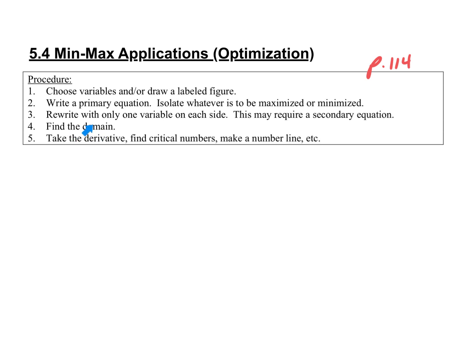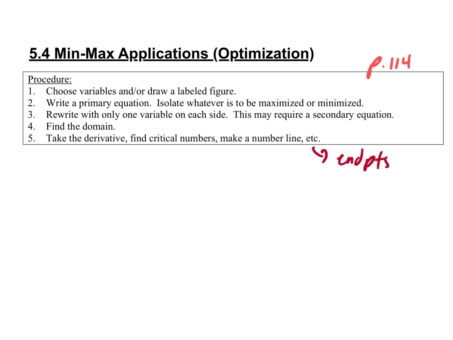You got to find the domain, because we have to know what possible numbers are eligible for the problem. Okay, you'll take the derivative, find the critical numbers, make a number line, try to figure out where your max and mins are, watching your endpoints. It's important, and maybe add that here, include your endpoints when necessary. Okay, sometimes they're not necessary based on what the domain is, or based on what your signs are, and we'll talk about that as we go through a couple examples. But there will be endpoints for most of these problems.